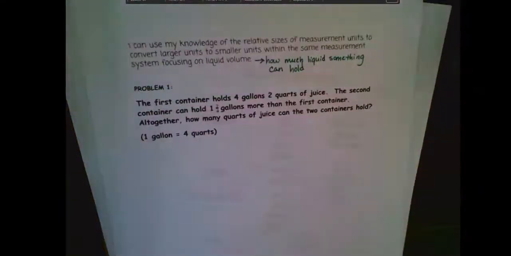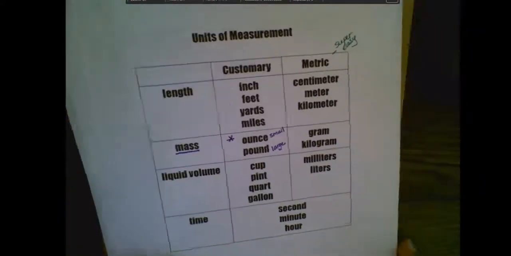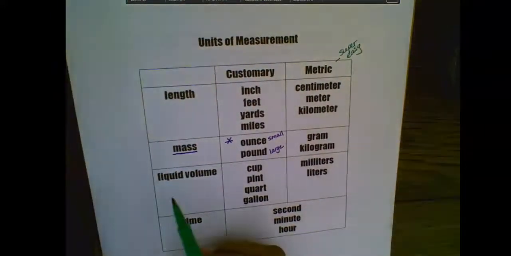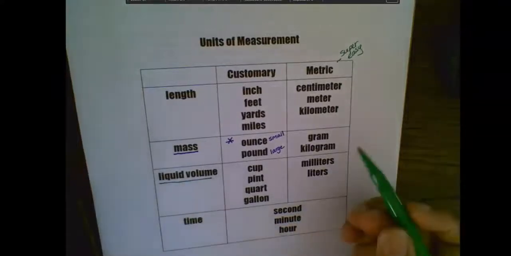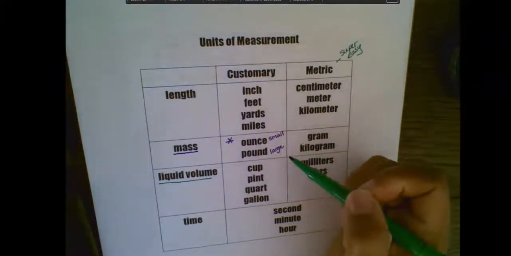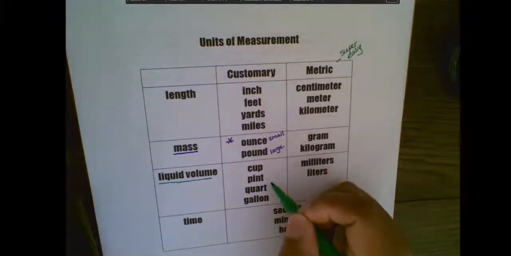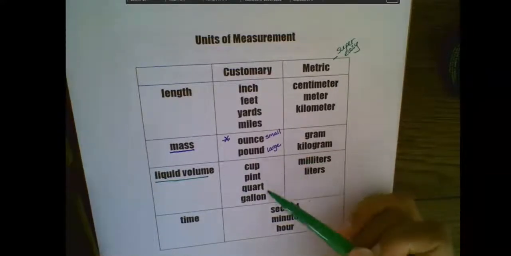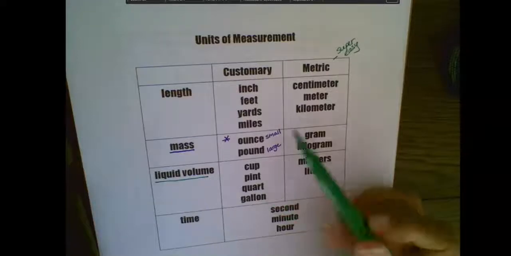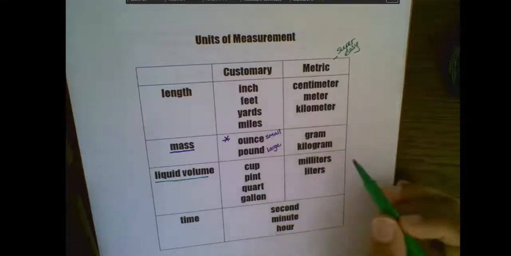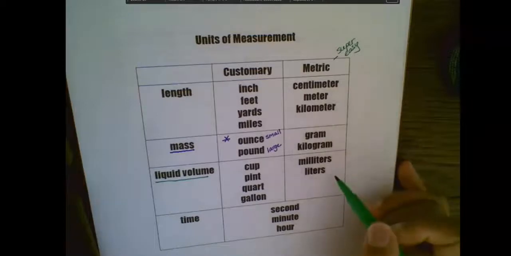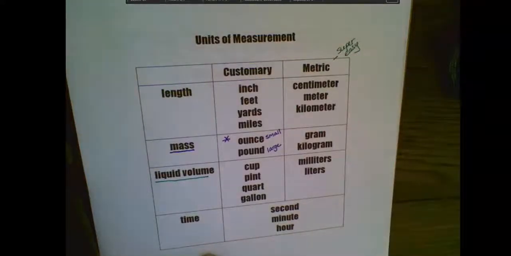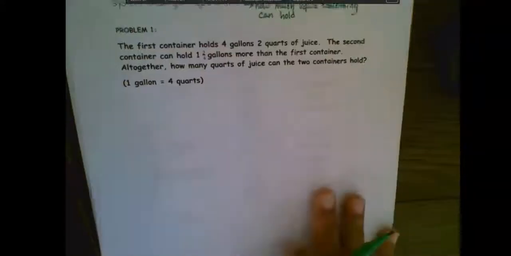Okay? And when we go back to our table that we've been referring back to each day, liquid volume that you see here in a customary measurement system is measured in cups, pints, quarts, and gallons. And so today we are going to look at the customary system, but we're also going to look at the metric system, which is measured using milliliters and liters. All right, so let's go back to our first problem today.